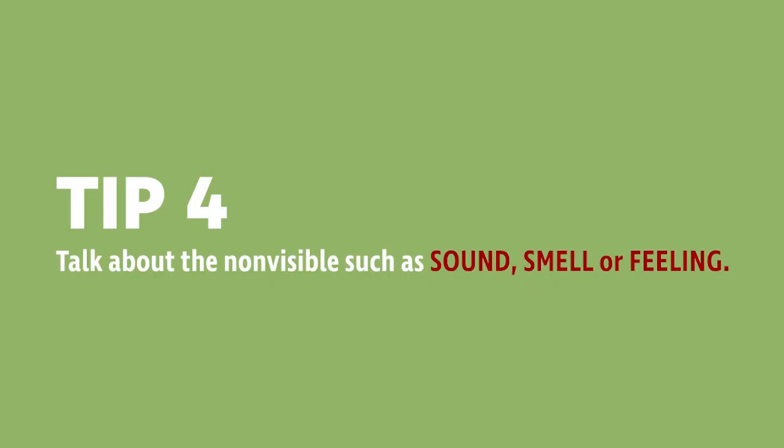Tip number 4. Talk about the non-visible, such as sound, smell, or feeling. There might also be things going on in the scene that are not visible. Think about what the person might hear, smell, or feel. But make sure it's not random or unrelated ideas and interpretations.